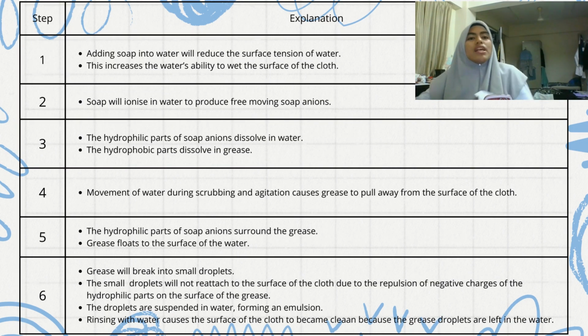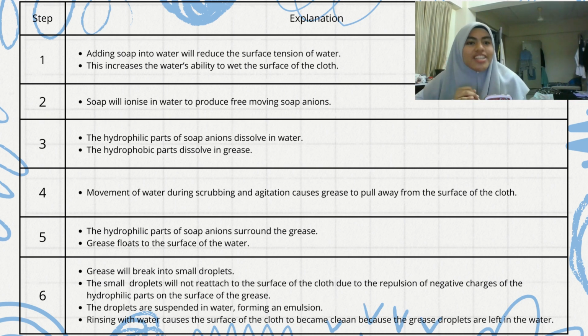I will explain step by step how soap cleans dirt. First, adding soap into water will reduce the surface tension of water. This increases the water's ability to wet the surface of the cloth. Step 2: the salt will ionize in water to produce freely moving soap anions.